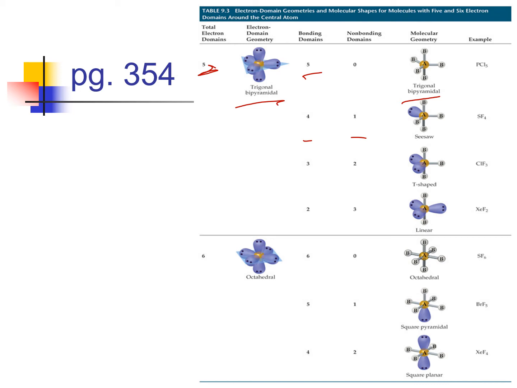Same with 6 electron domains. If they're all bonding, it's called octahedral. If 1 is non-bonding, it's called square pyramidal. You can see the little picture there. If 2 are non-bonding, we call it square planar. Then if 3 are non-bonding, we'd go back to T-shaped, and then linear, and it just kind of goes on like that. You have to have these memorized. There is no shortcut around it. Pure brute force memorization is what is required.